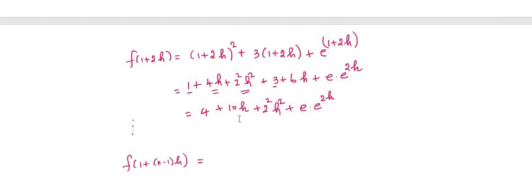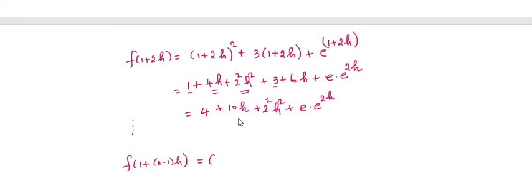Next term will be (n minus 1) whole square into h square. Next term will be e into e power (n minus 1)h. That's all. Therefore, this is the term. After doing 2 or 3 problems, easily you will be writing 1 plus (n minus 1)h. By practice, just by practice, you will get this one.